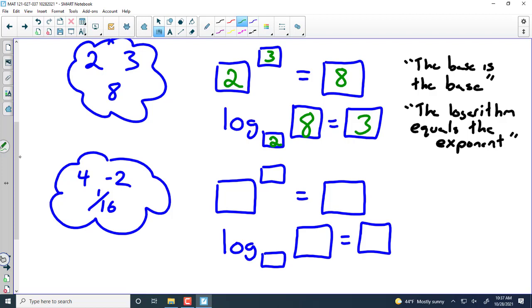The cool thing about these is that there is only one correct way, unlike the division and multiplication one where there were a couple answers. There's actually only one correct way to do this.